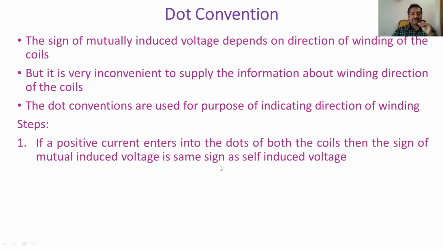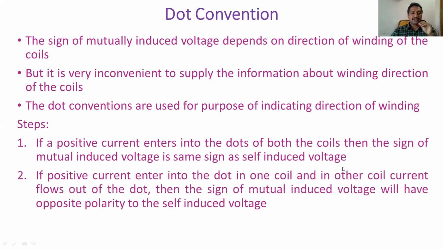Steps. First, if a positive current enters into the dots of both the coils, then the sign of the mutual induced voltage is the same sign as the self-induced voltage, so positive. If a positive current enters into the dot in one coil and in the other coil the current flows out of the dot, then the sign of the mutual induced voltage will have opposite polarity to the self-induced voltage.